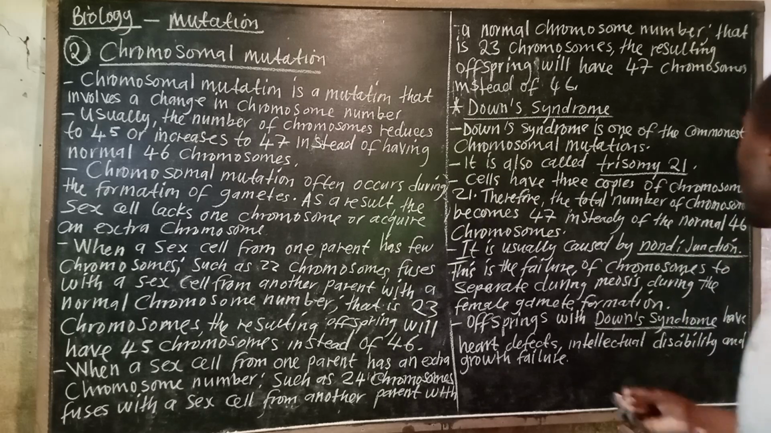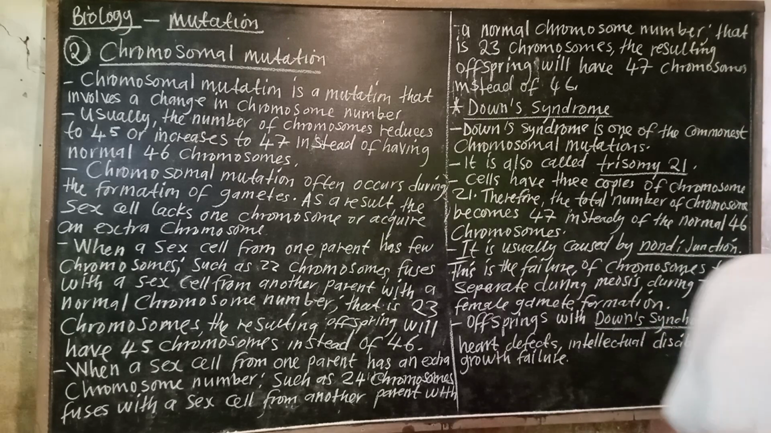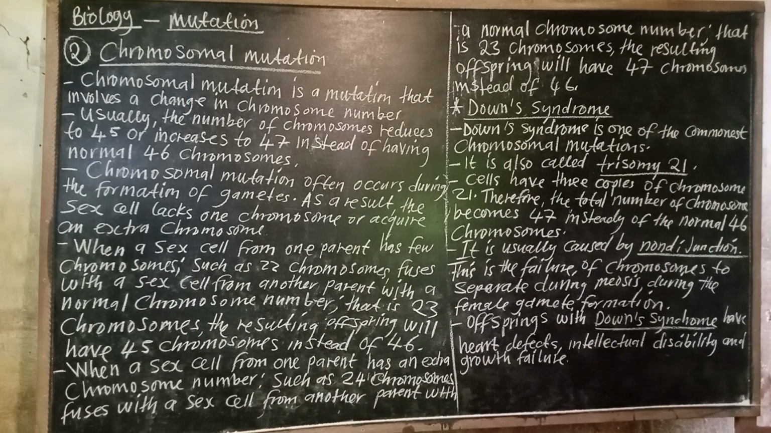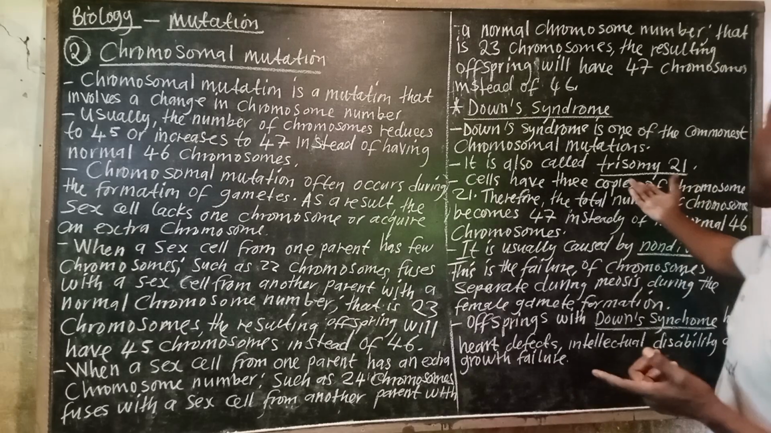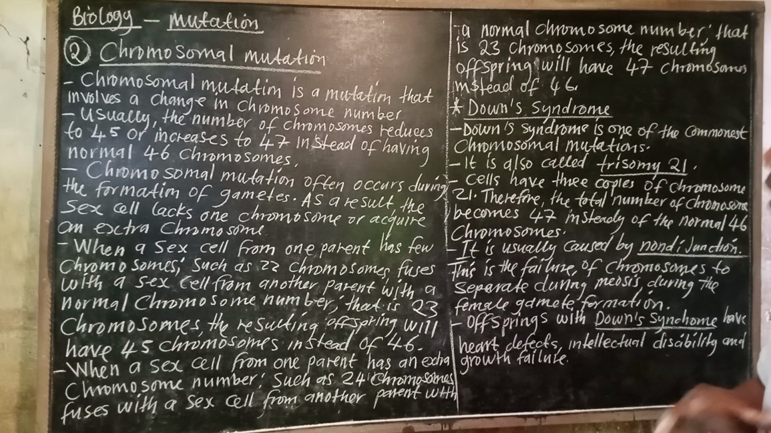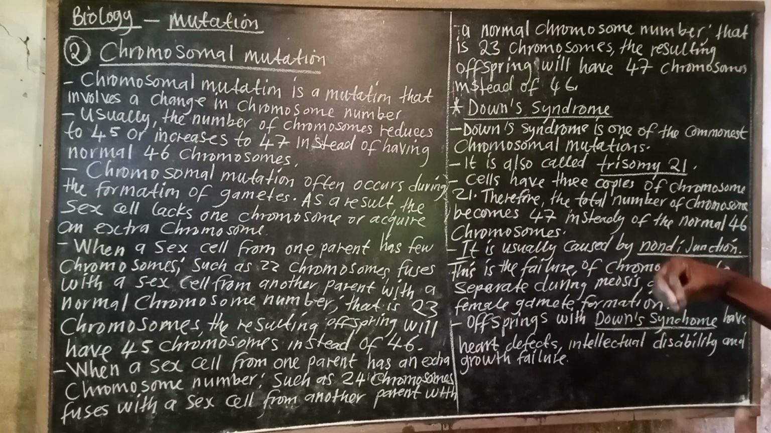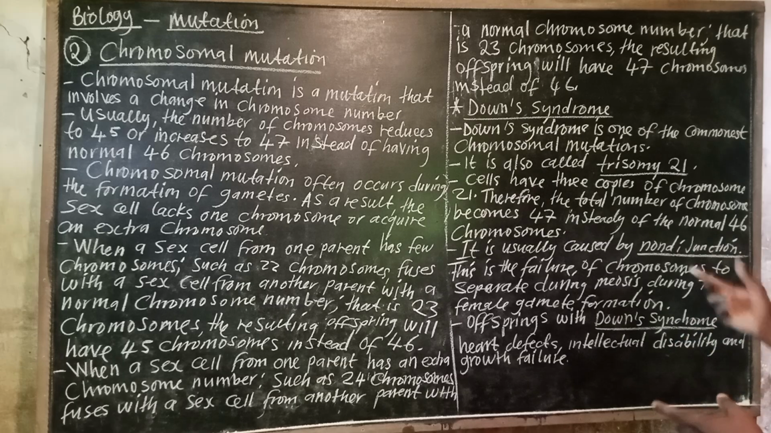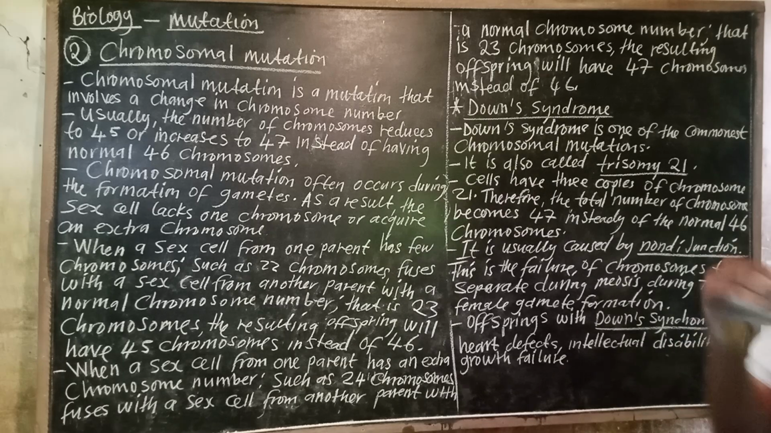It is also called trisomy 21. So the other name for Down syndrome is trisomy 21. Don't get confused when you hear this biological term. Okay, they are talking about Down syndrome. So cells have 3 copies of chromosome 21. Therefore, the total number of chromosomes becomes 47 instead of the normal 46 chromosomes.